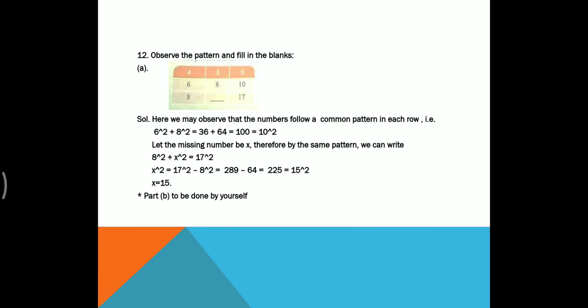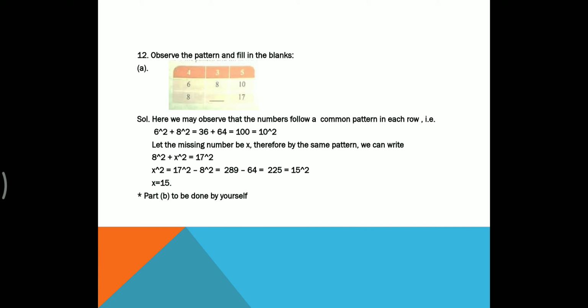Moving to another question, that is your question number 12. Observe the pattern and fill in the blanks. You can see in this figure that it is 4 3 5 in this row. Now it is 6 8 10 in this row. It is 8, then we are left with a number which is not there. What we are supposed to find is this number. Then we are having 17 here.